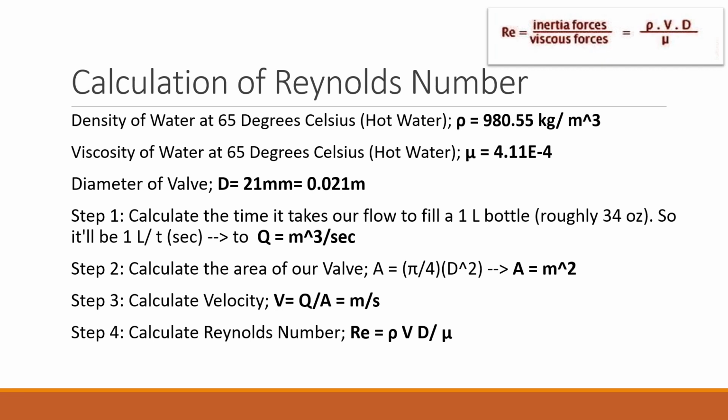Now, to get the velocity, we need to get the flow rate at each interval that the valve was opened at. To do this, we used a 2-liter bottle and timed how long it would take to fill the bottle until it reached the 1-liter mark. We got this mark by measuring as shown in these photos.